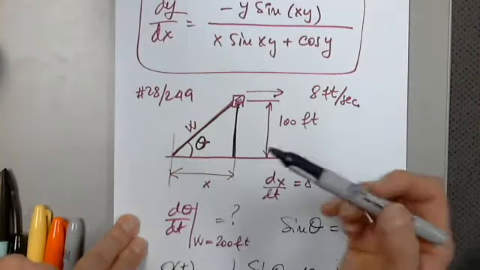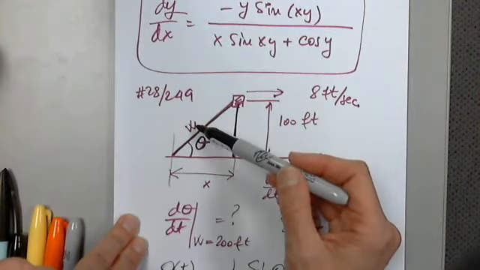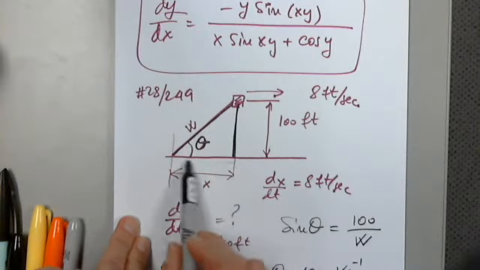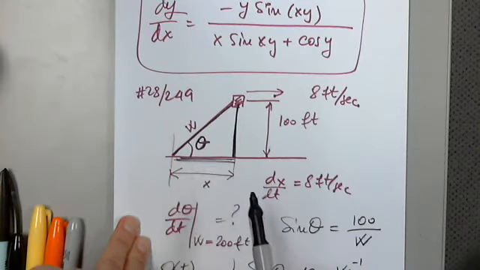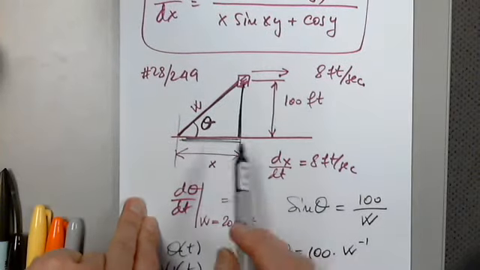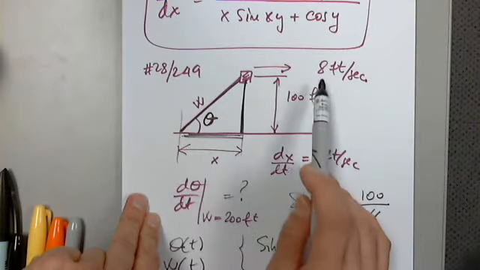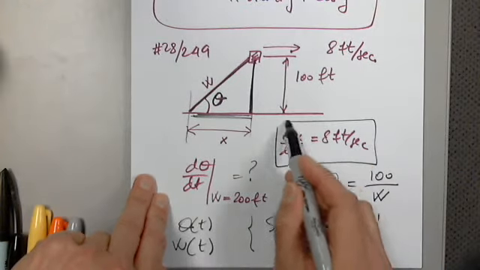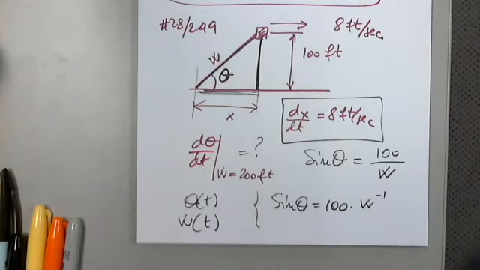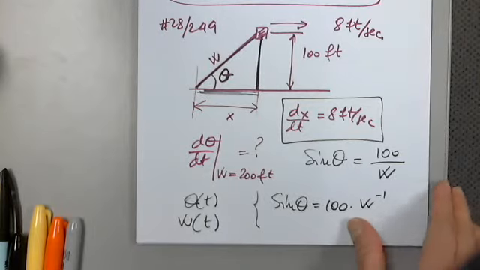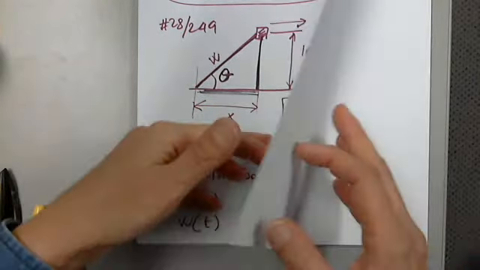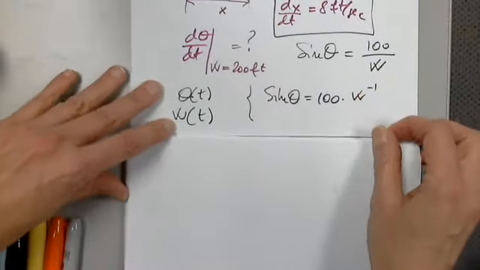I do not know the rate of change of w, but I do know the rate of change of x. So somehow I have to involve this x, because that's what I'm given. This dx over dt has to help us determine dθ over dt, dw over dt. So when I differentiate both sides, let's see what we get. Just for one second, and then we'll come back.